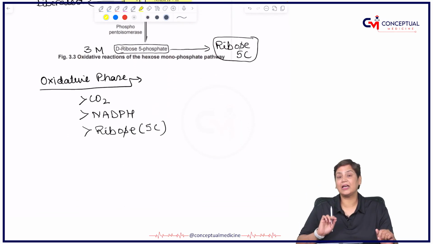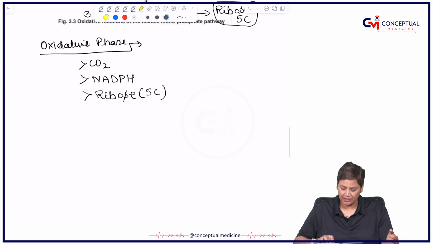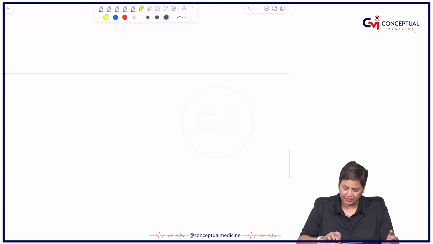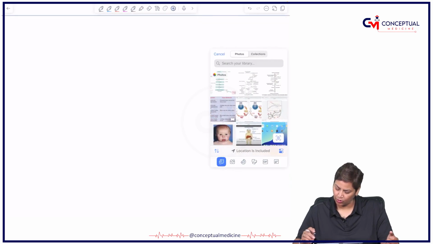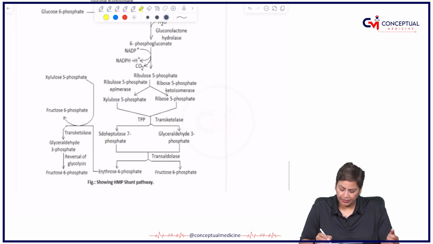Now, the question is, I told you it is a shunt. Shunt means it is going to form something which will merge itself. So what will happen? 3 molecules of ribose 5-phosphate will intermingle with each other and they will merge themselves into glycolysis. So the second phase becomes our non-oxidative phase. Now if you look at the non-oxidative phase, I'll just show what happens in it. See, this is the non-oxidative phase. See, this is ribulose 5-phosphate. Okay, it is forming what?